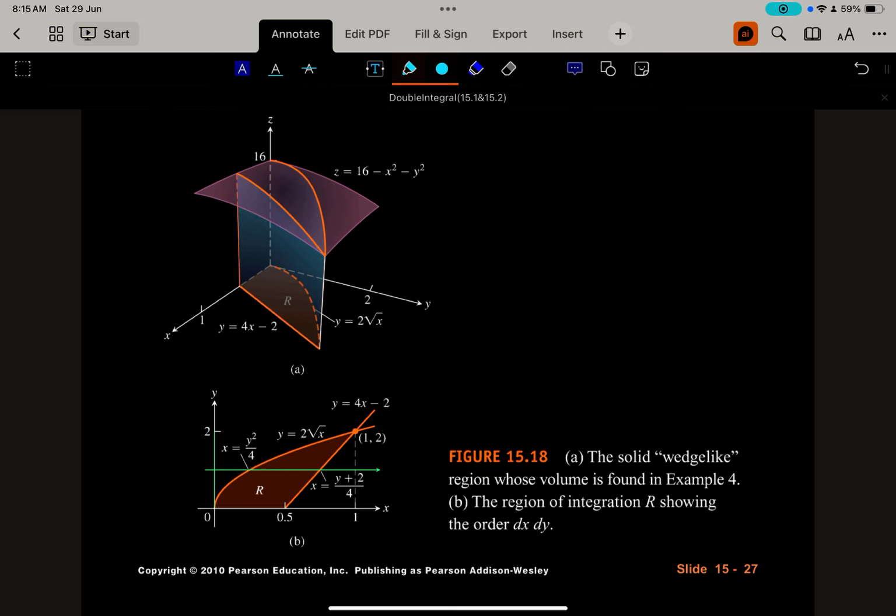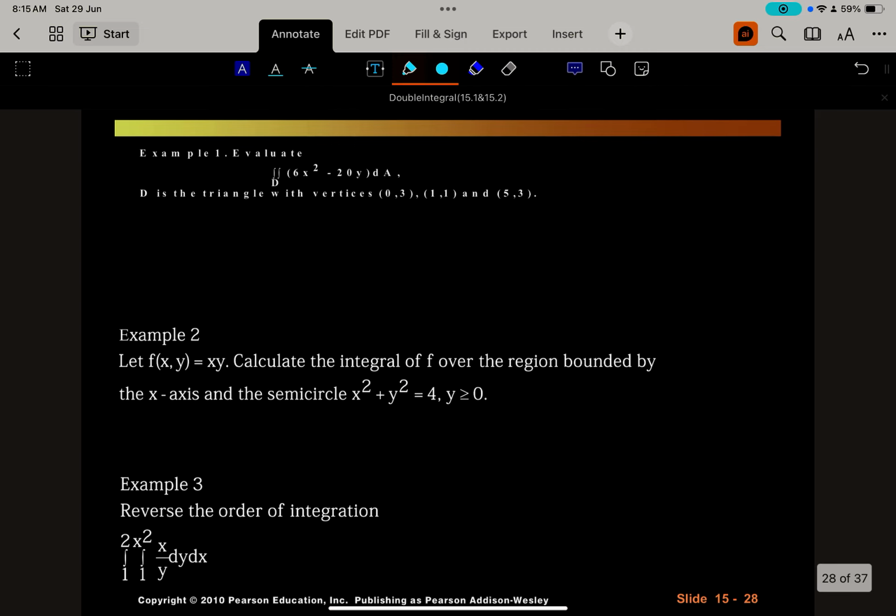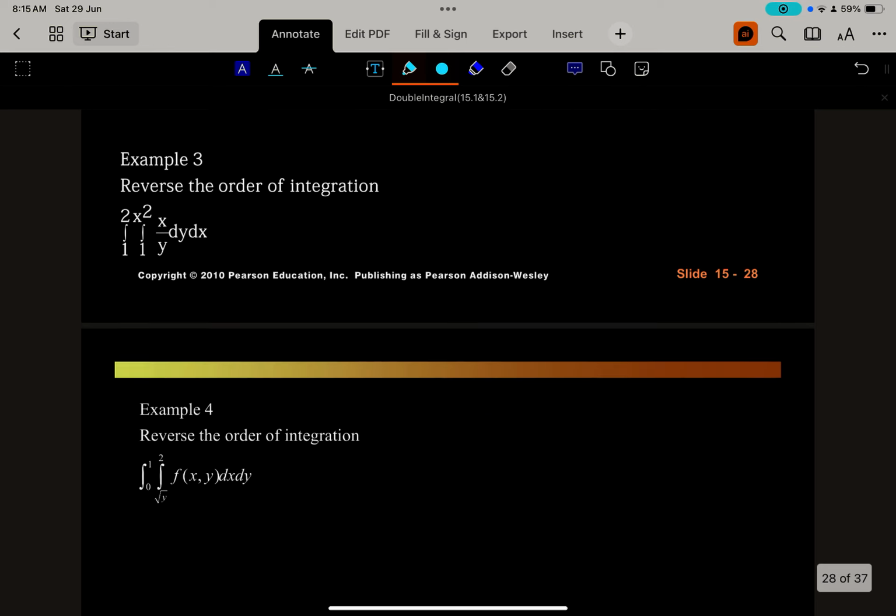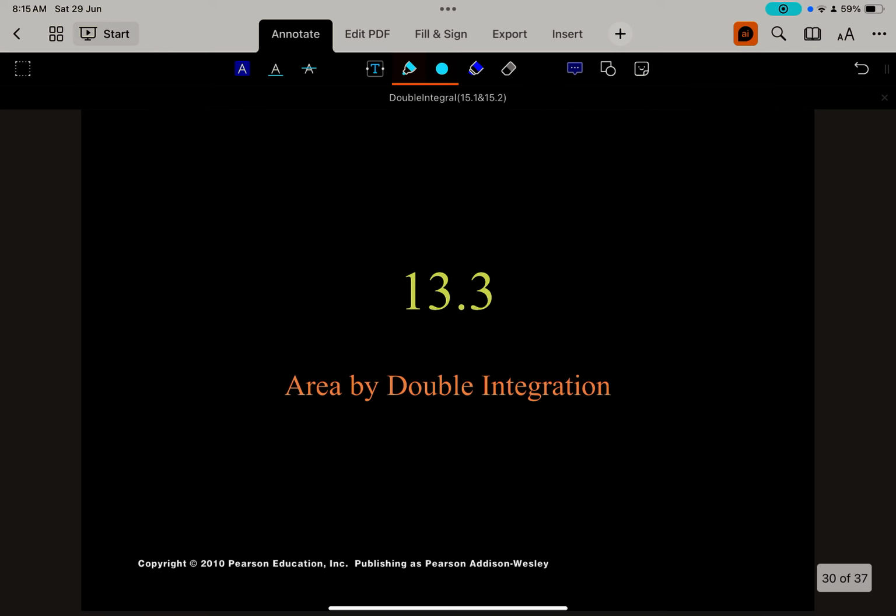Okay, so this is also an example which we can solve. So here are some examples. I'm going to skip those, and I'm going to go to the lecture itself, which is the area by double integration.